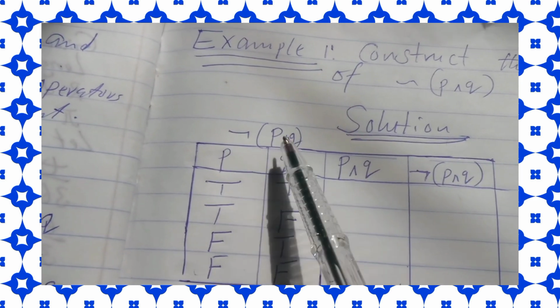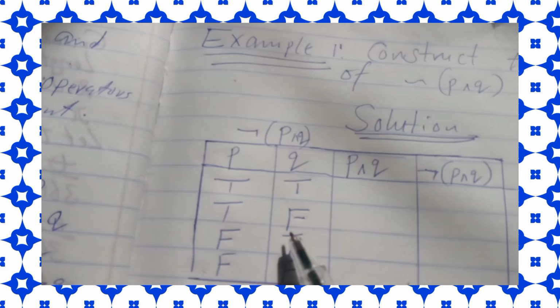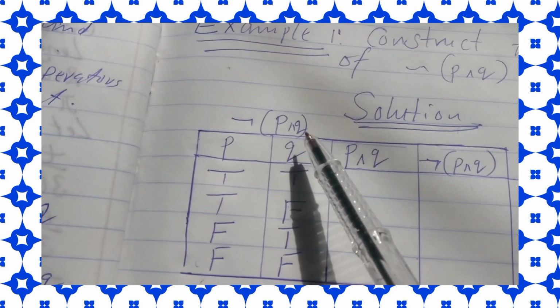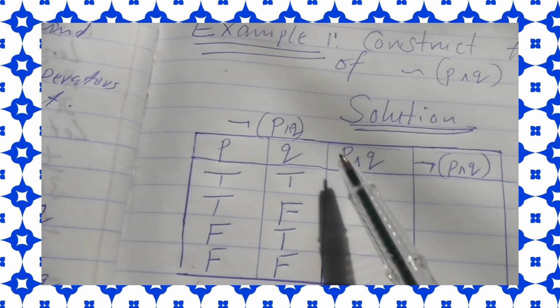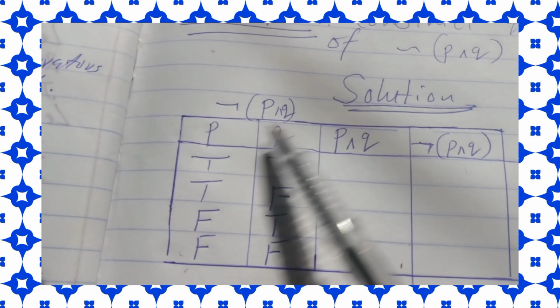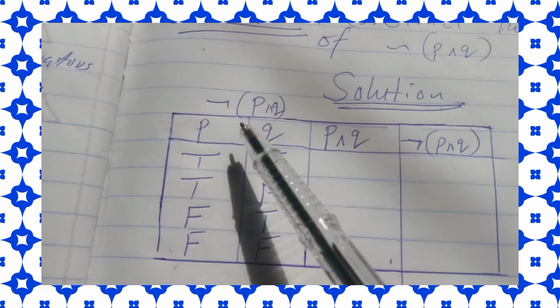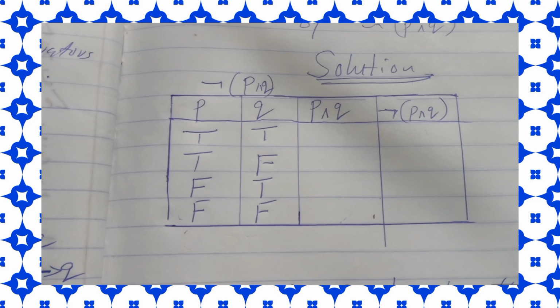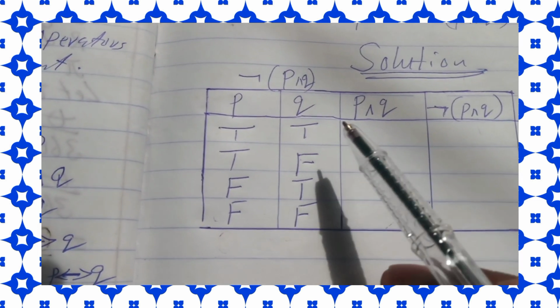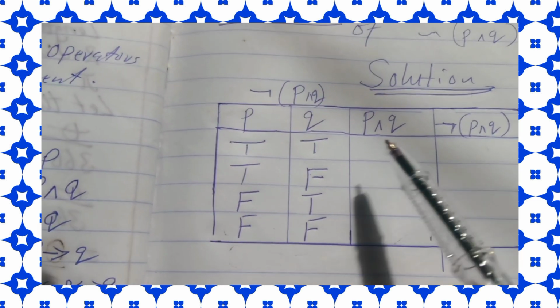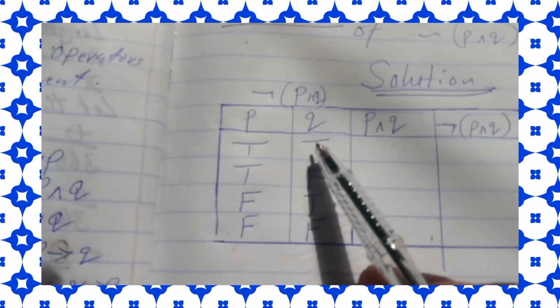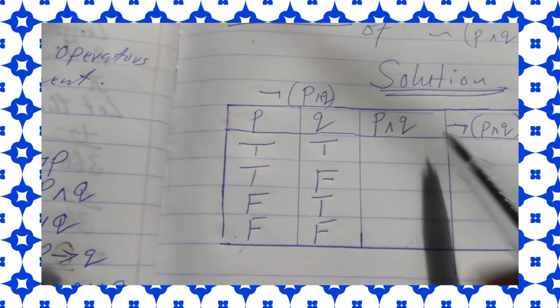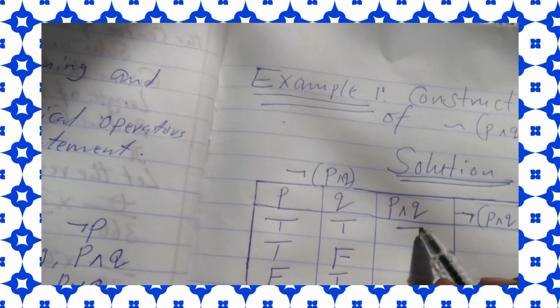Number 1, we have the P column. Number 2, we have the Q column. Number 3, we have the P and Q column. Number 4, we have the entire column for the question they give us, which is the negation of P and Q. So let's look at how to solve it. What does P and Q mean? That means if P and Q are true, then P and Q will be true also.